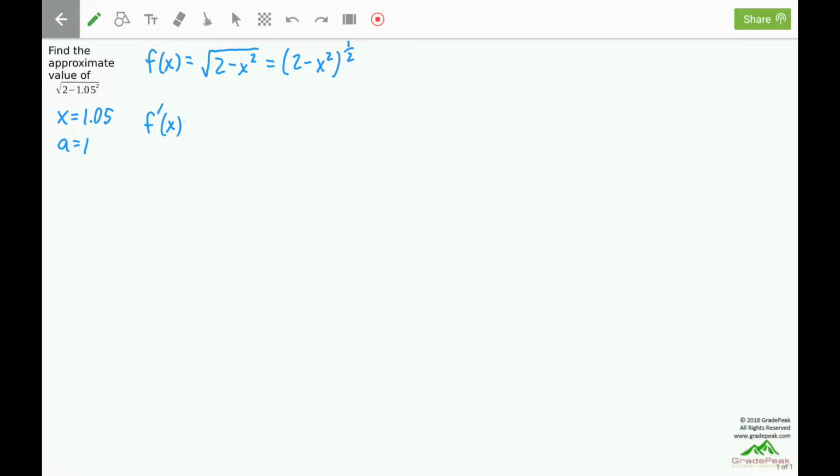The derivative f prime of x will therefore be a power rule. Bring the power down, leave the inside alone, 2 minus x squared. Subtract 1 from the power, I will call that 2/2, and then multiply by the derivative of the inside to complete the chain rule. The derivative of 2 is 0. The derivative of negative x squared is negative 2x.